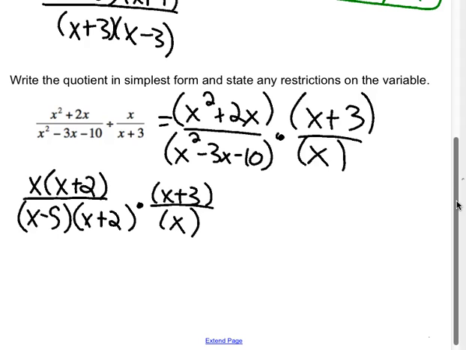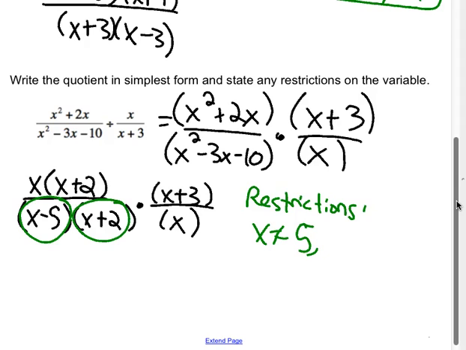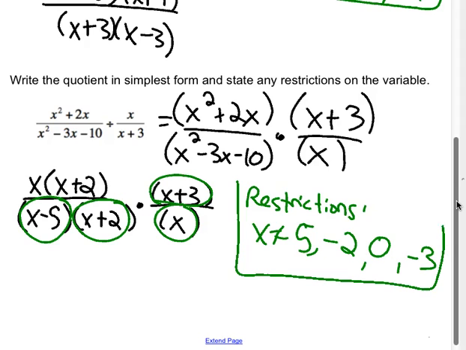So now let's get to the restrictions piece. What can x not be? Well, x can't be 5. x can't be negative 2. When you just have an x, that's just 0. And then remember, because you started with a division problem, that piece also needs to be taken into account. And there you have all of the restrictions.